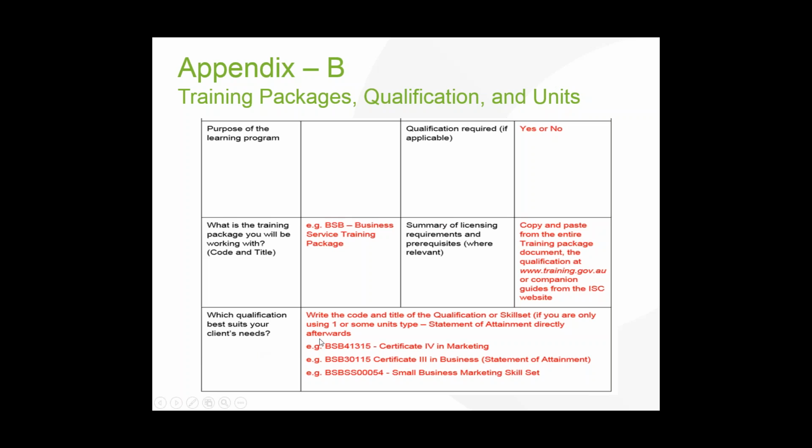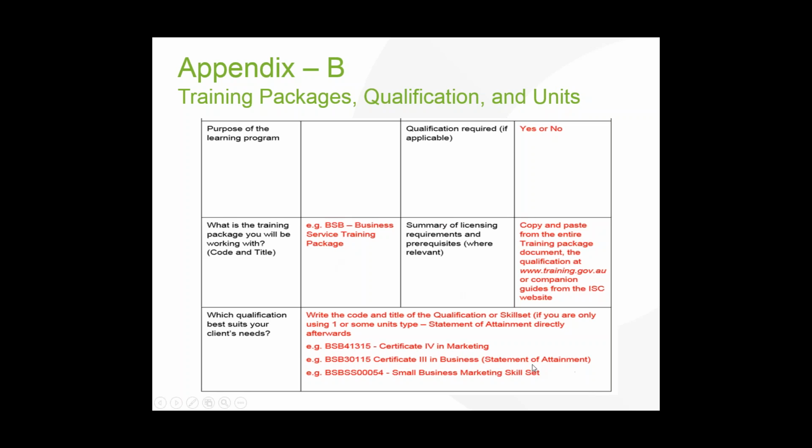What we are saying is, after writing the training package and finalizing the qualification, write the code of the qualification and title of the qualification here. This is an example: BSB41314 Certificate 4 in Marketing. That's another example: BSB30015 Certificate 3 in Business.